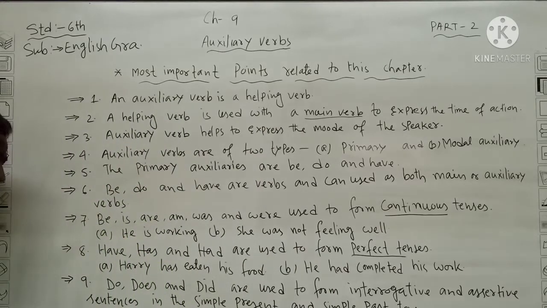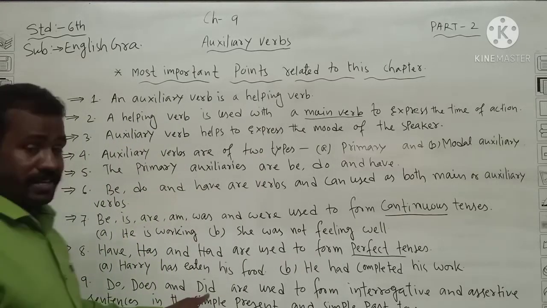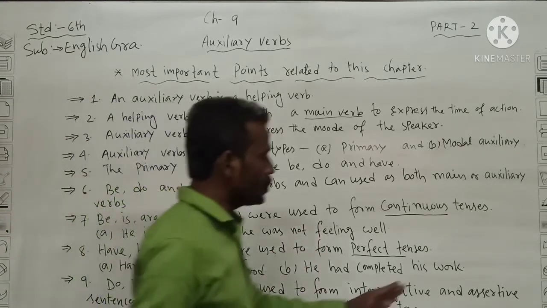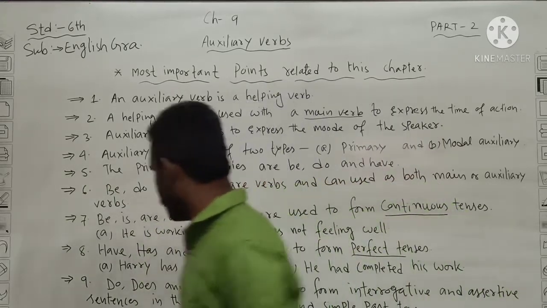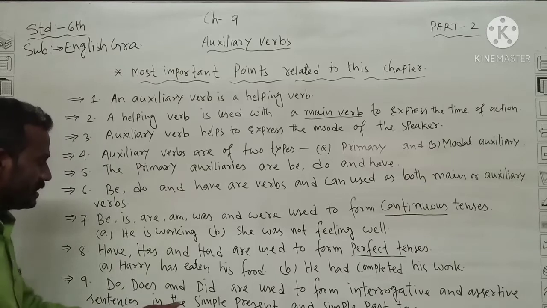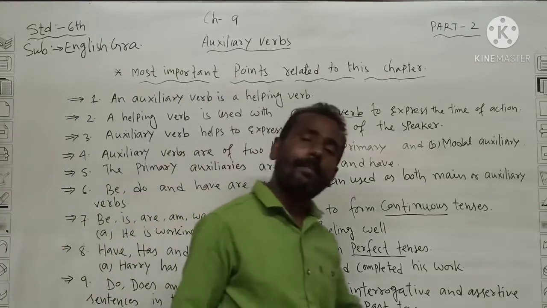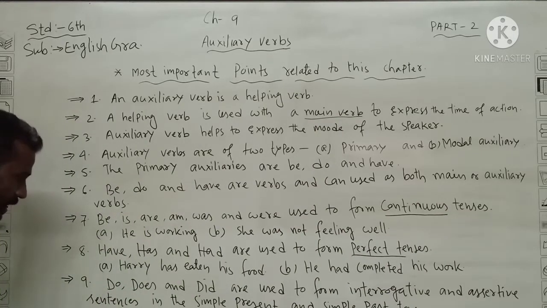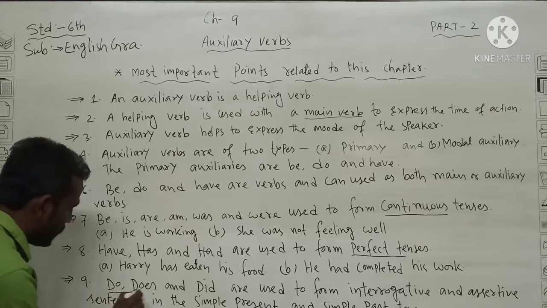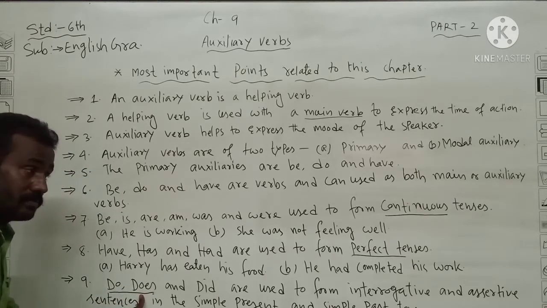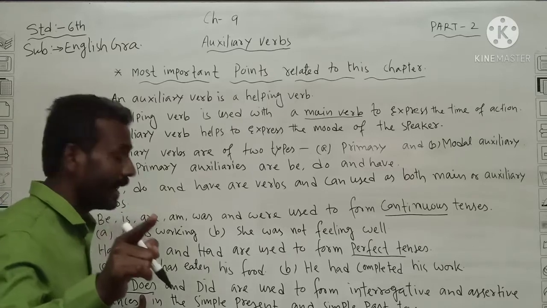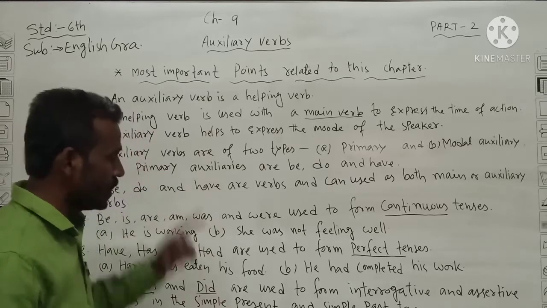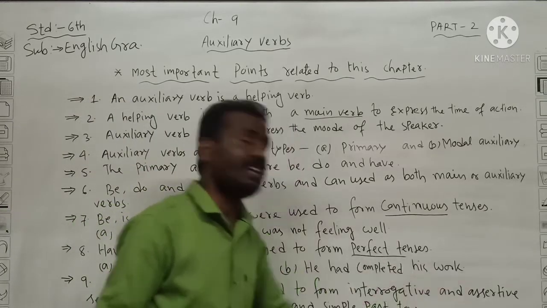Point number 9. Follow here. Do, does, and did. Do, does, and did are used to form interrogative and assertive sentences in the simple present and the simple past also. Which one? Do, does, and did. So follow here. Do and does, this is for the simple present. You can form the assertive and interrogative both. Did is the past tense. You can make the interrogative sentence and assertive sentence.